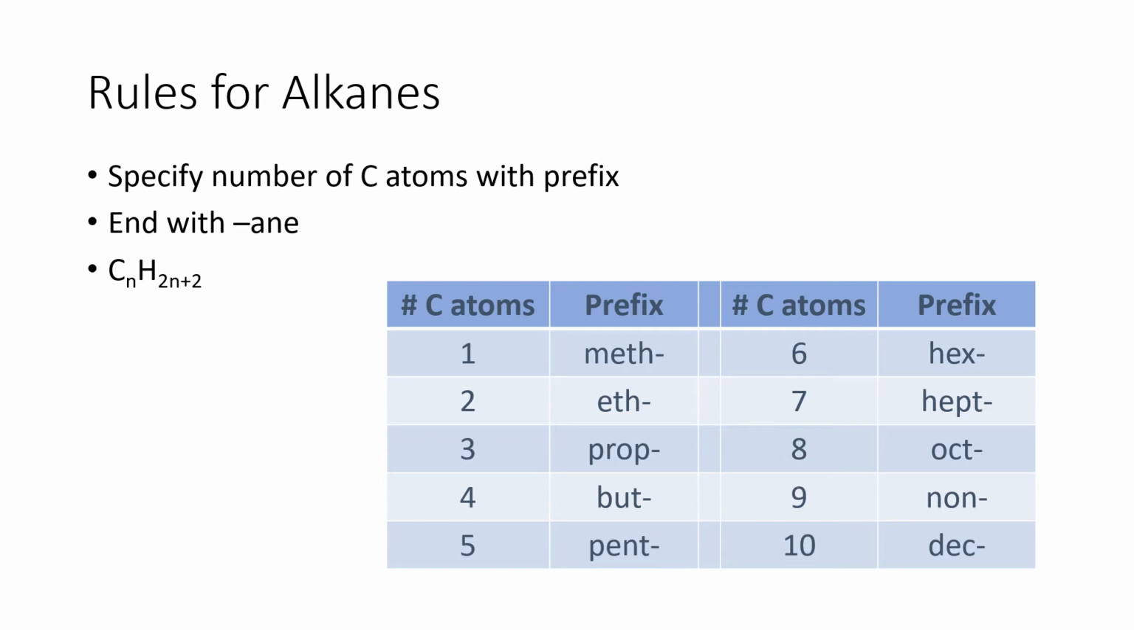But the first 4 are kind of strange. 1 carbon is meth, 2 is eth, 3 is prop, and 4 is but. And then also just remember that our formula is CnH2n+2. On the next slide, we'll take a look at some examples.